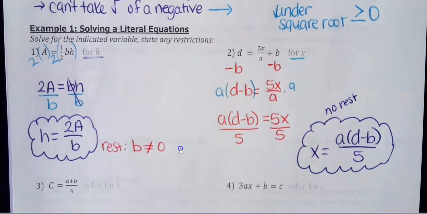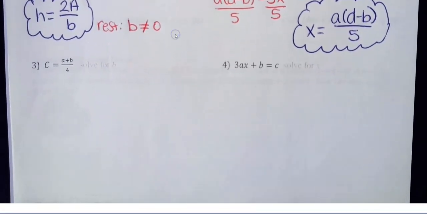Okay, let me scooch this up. So my next one, I just have c, and that's equal to a plus b over 4. Right, and I want to solve for b. What do you think we should do first on this one? What do you think? Let's multiply by 4.